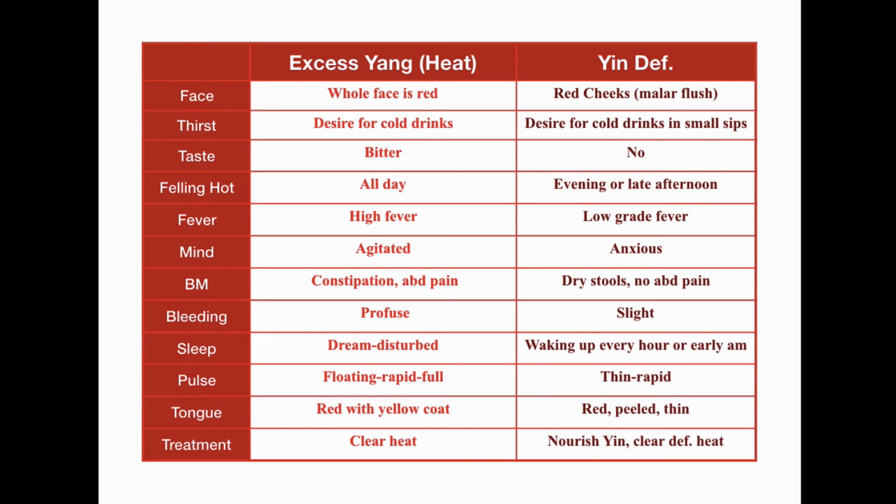With yin deficiency, we want to nourish the yin. We want to try to clear a little bit the deficiency heat, but nourish the yin. We want to try to fix it, repair it. So we can use points like kidney 3 or kidney 6 or kidney 7. Those are great points. Or spleen 6 for yin deficiency.